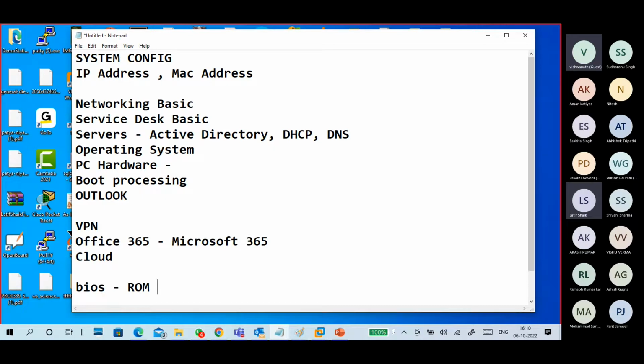So today we'll start with at least some basics of hardware components. What is CPU? What is RAM? What is ROM? What is BIOS? What is a motherboard? What is SMPS?